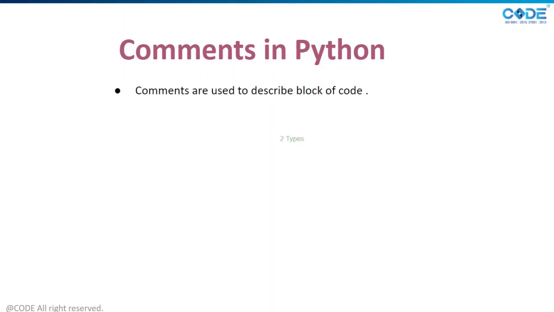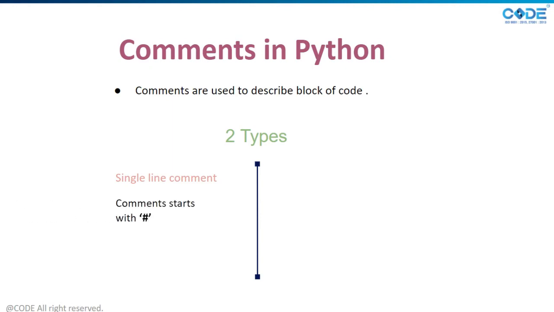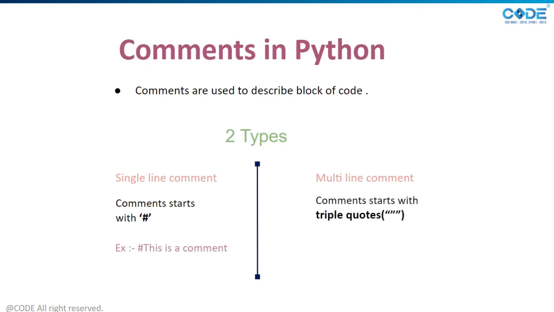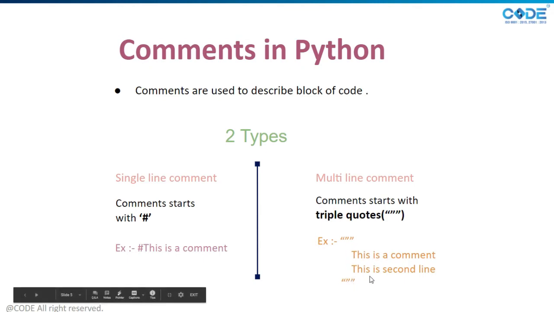There are two types of comments. First type of comment is the single line comment. A single line comment starts with a hashtag. For example, hashtag this is a comment. Next type of comment is the multi-line comment. To make a multi-line comment, we use triple quotes at the start and at the end. You can see in the example, there are triple quotes at the starting of the comment and at the end of the comment, and in between there is the multi-line comment. And the best thing about a comment is that it does not show up in the output.